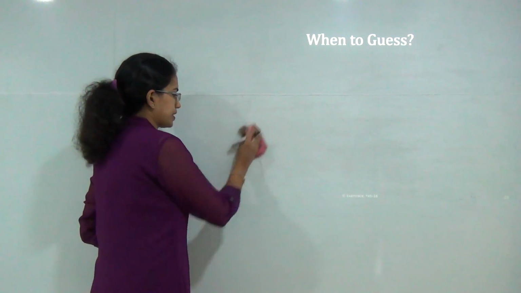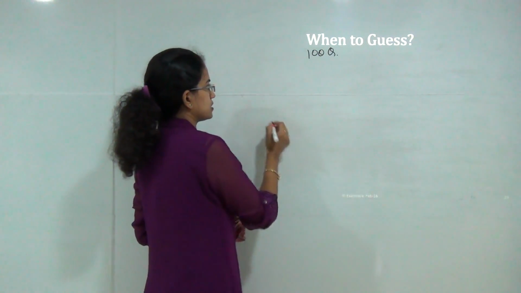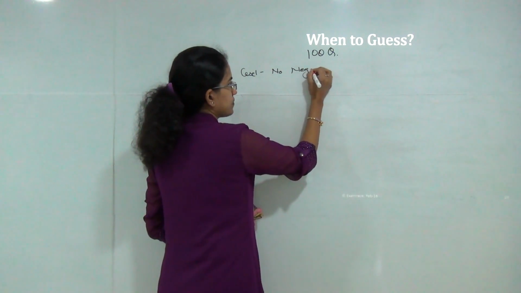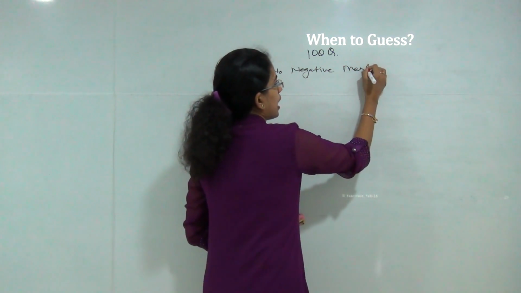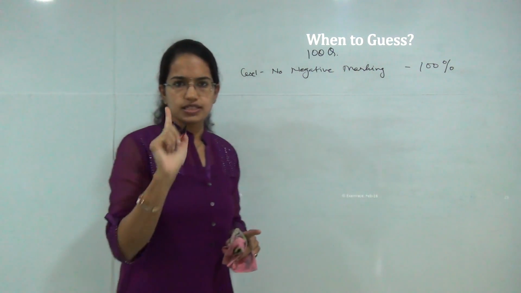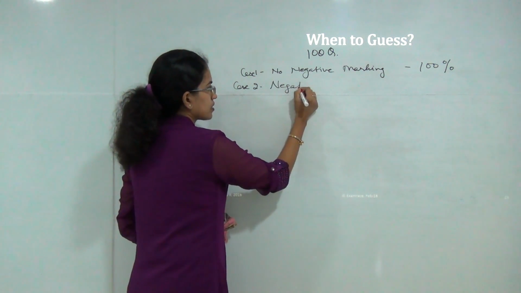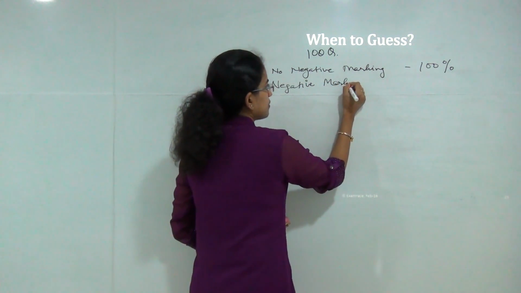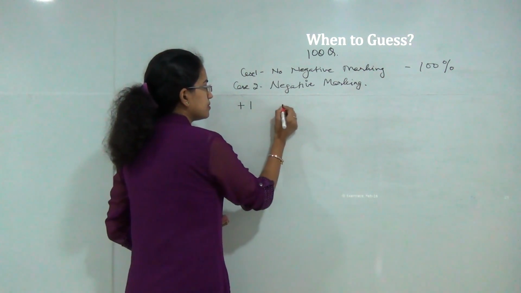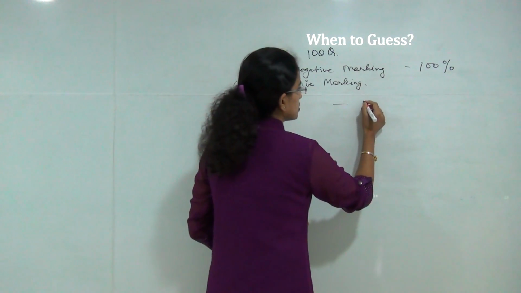Now, the most important thing, when to guess. For example, I have a question paper with 100 questions. Case 1, no negative marking. If there is no negative marking, attempt 100% of the questions. Not a single chance of leaving a single question. Case 2, if there is negative marking. Now, if there is negative marking, what kind of negative marking? We will be considering 4 cases. So, +1, -1. That is, +1 for a correct answer, -1 for an incorrect answer. No guesses.